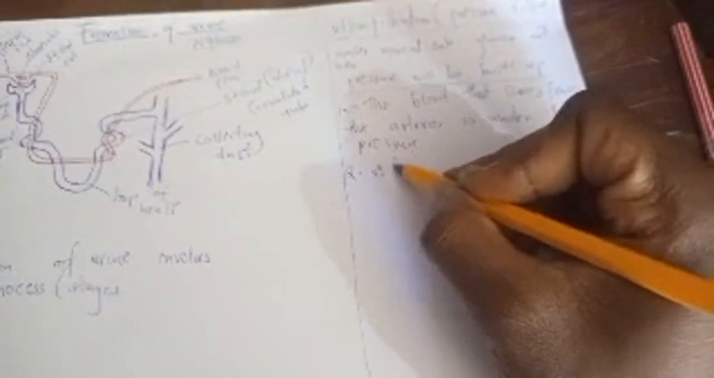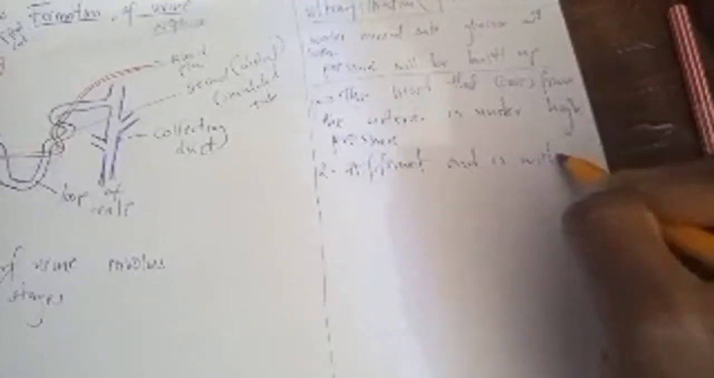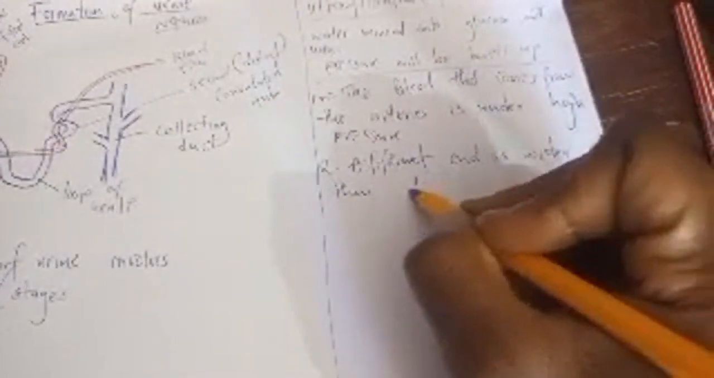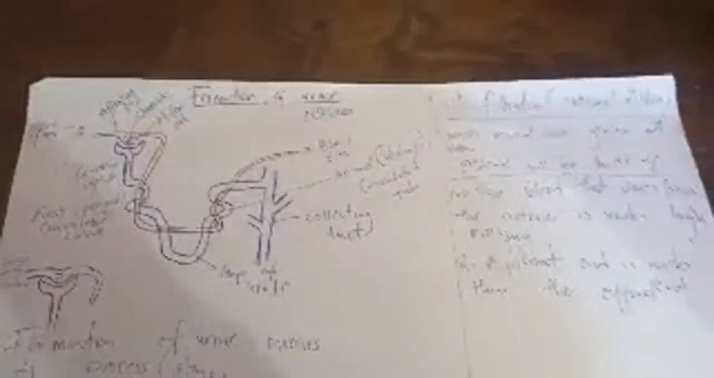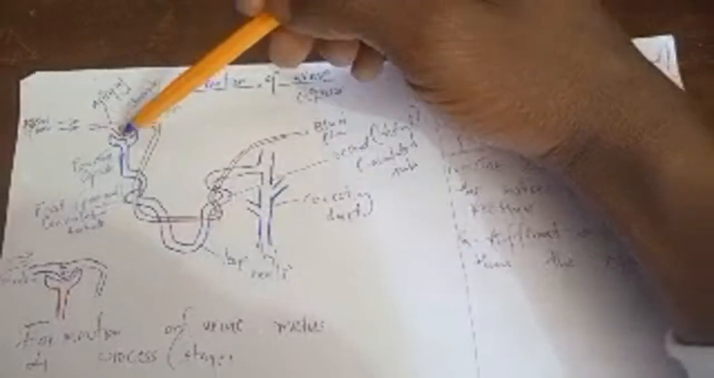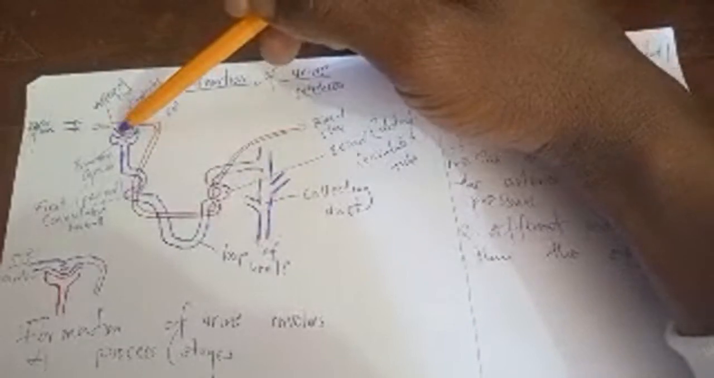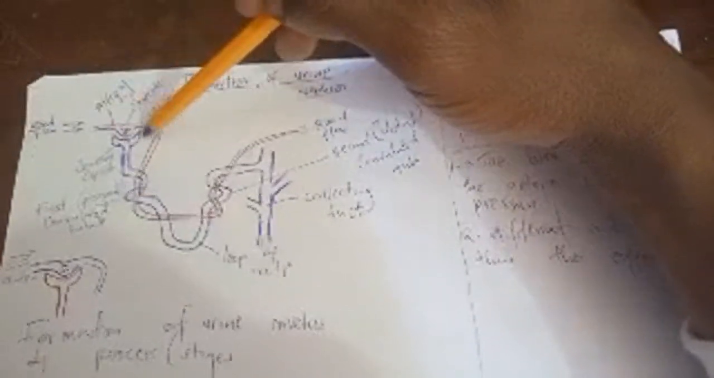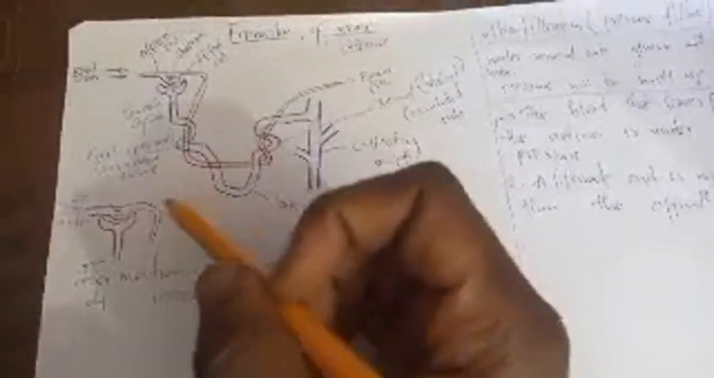So you say the afferent end is wider than the efferent end. Okay, so they'll ask you in which part of the nephron ultrafiltration takes place. It takes place in the glomerulus and the Bowman's capsule. So blood comes under high pressure and it will filter off. That's where ultrafiltration takes place, to filter off small molecules.